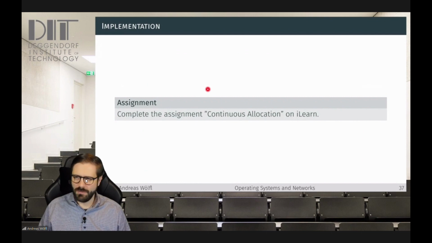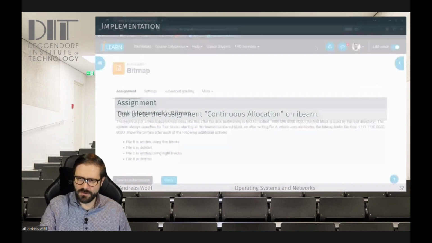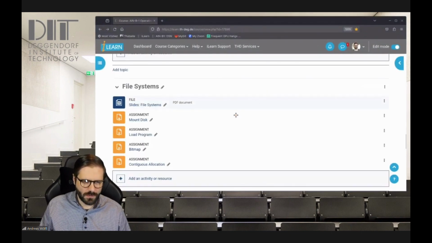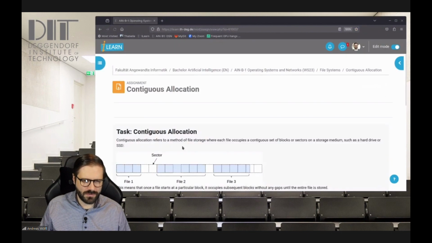Let's do a quick assignment before we complete file systems. So there is an assignment, continuous allocation. Let's see what this is about.